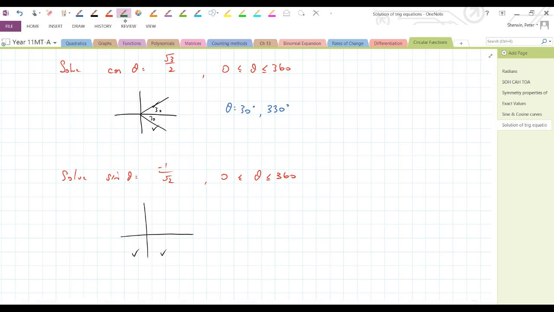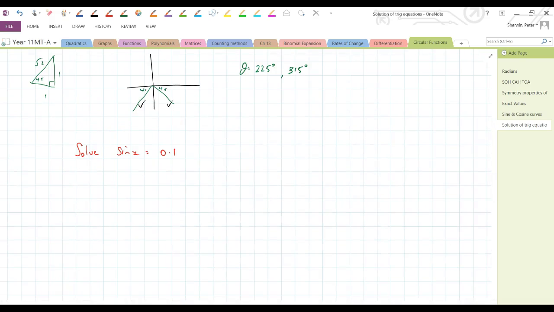What is that? That's a little isosceles right-angled triangle, isn't it? 1 over root 2, that one there, 45 degrees. So I want 45 degrees here, and I want 45 degrees here. So my solution is theta equals 180 plus 45, or 225 degrees, and 360 minus 45, which is 315 degrees. Two solutions.